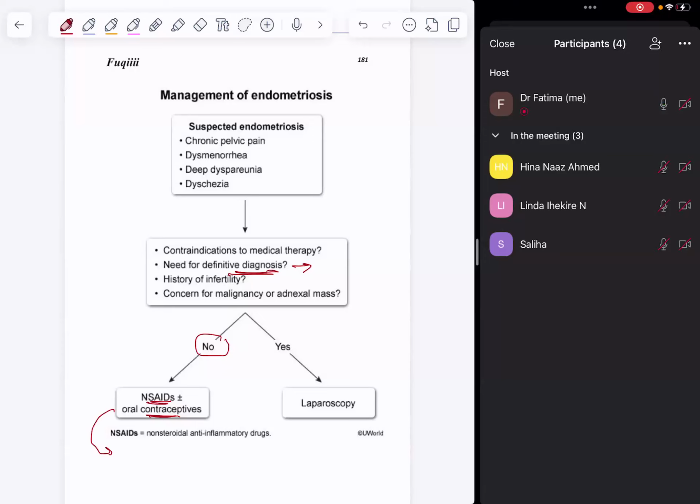But if you have started the therapy and the patient's symptoms are still persistent, now you have to move towards the diagnostic laparoscopy. On the other hand, if the patient says yes to the answer, which means that she needs a definite diagnosis or fertility evaluation, or you have concern about a mass, the next step should be laparoscopy. During laparoscopy, you can visualize endometriotic lesions directly. You can excise or ablate them to relieve pain and improve the fertility. Clear?